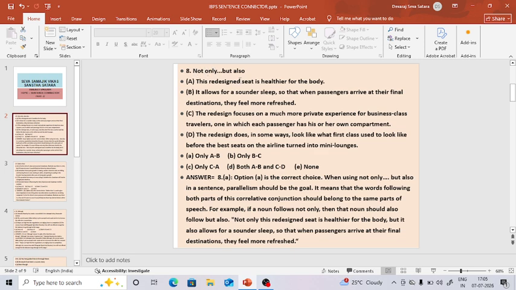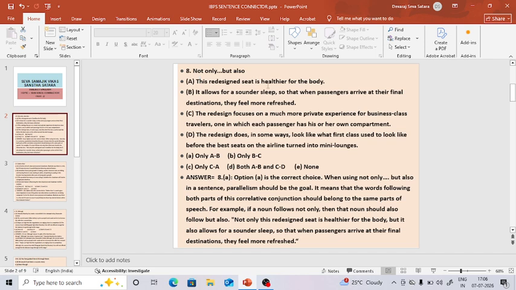So here the next conjunction is not only, but also. And the sentences are A, B, C, D. Four sentences are given to you. So which sentences can be joined with this connector, not only and but also? That we need to find out. Now let's see the sentences.